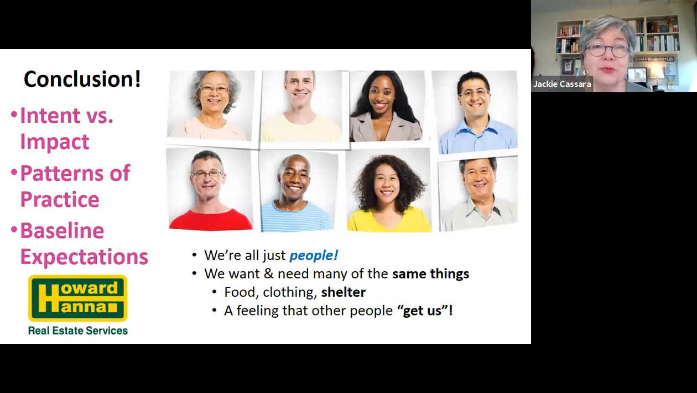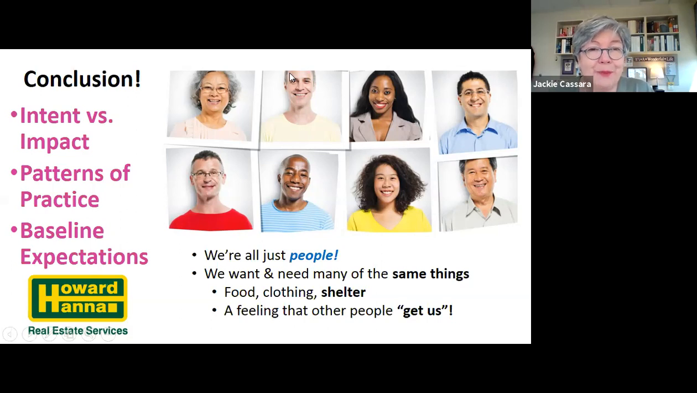In fact, it is really the opposite of discrimination. It is ensuring that the seller has the opportunity to show their home and have it sold to someone who can actually afford to buy it. The bottom line for me in talking about all of this is the fact that we're all just people. We are all just people who want to be treated as all people want to be treated, fairly and with equitable outcomes for us.